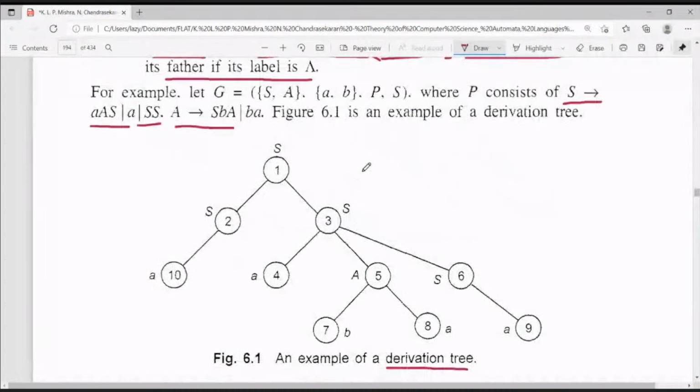So what options we are having? For S we are having three options. What is that? One is your S implies A S.